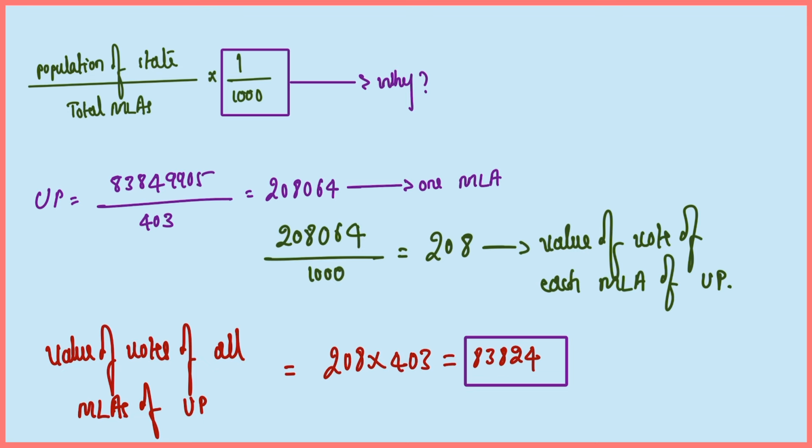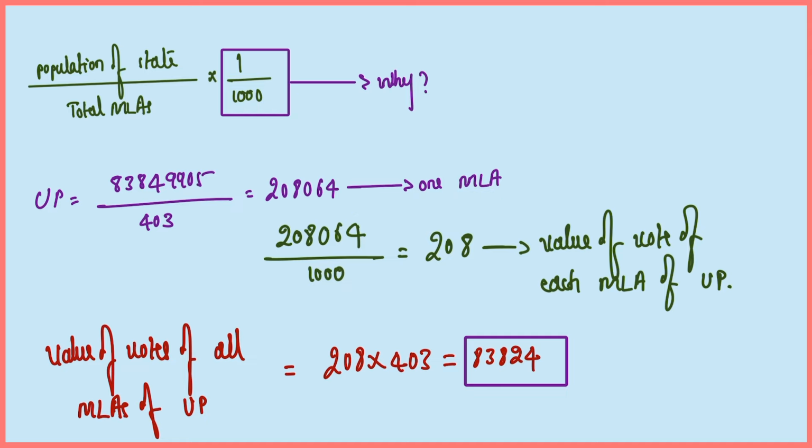That is why this result that we just obtained is divided by 1000. Let us take the example of Uttar Pradesh. The total population of Uttar Pradesh in 1971 was this much. And the total strength of assembly today is 403. So if we divide the total population in 1971 with the current strength of assembly, the result that we get is 2,08,064. And this is the value of one MLA. If we don't divide it by 1000, then this shall be the value, right? This is the value of one MLA.